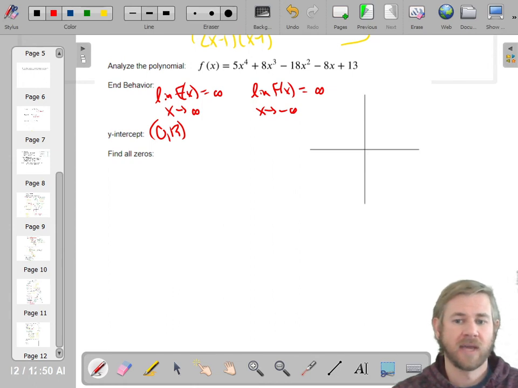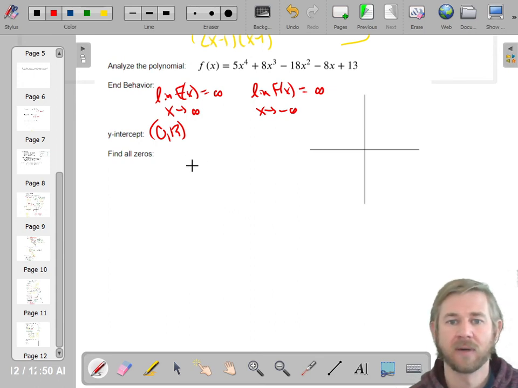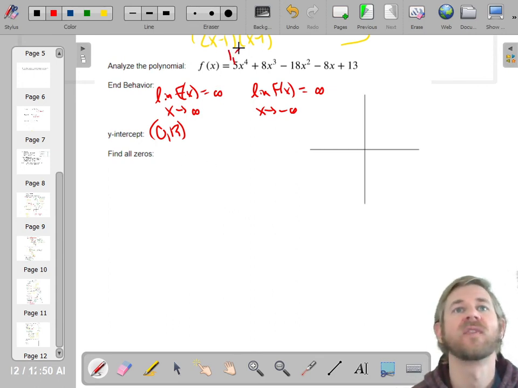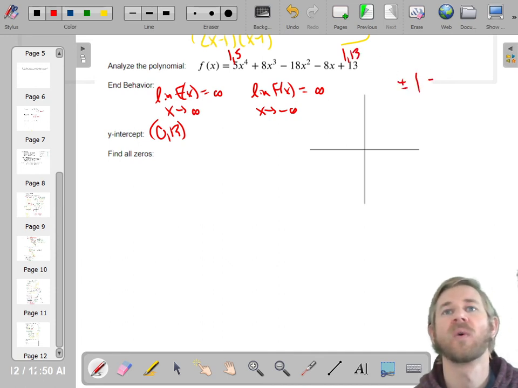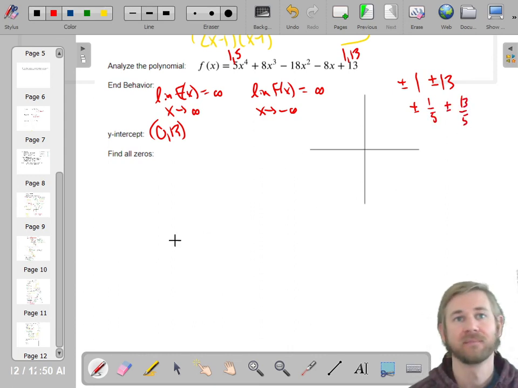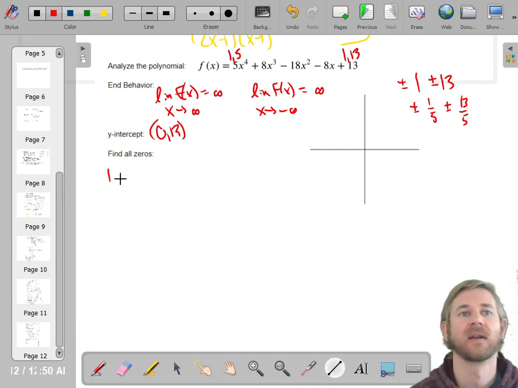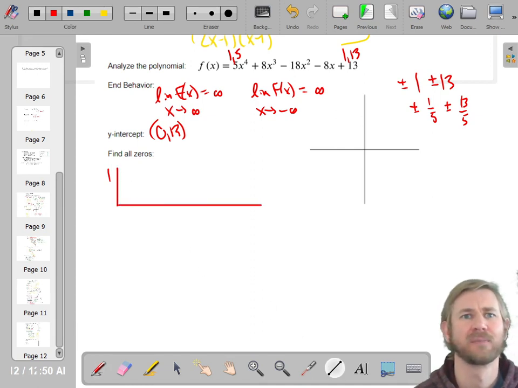We're going to have 1 and 5 as our factors and 1 and 13. So it could be 1 over 1 or 13 over 1 or 1 over 5 and 13 over 5. I'm definitely going to start at 1 again. I've had luck here. Whoever makes these problems is being pretty nice. What a nice guy, right?